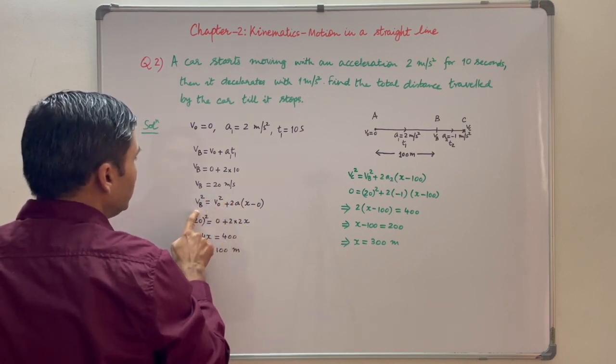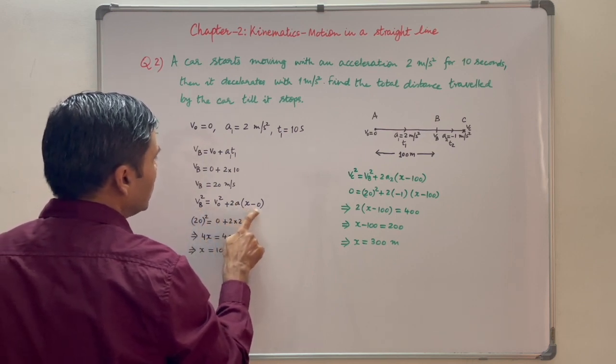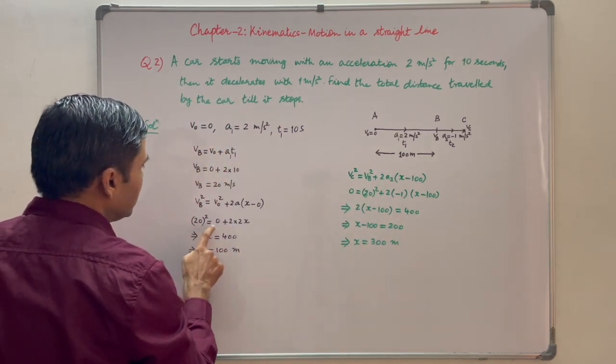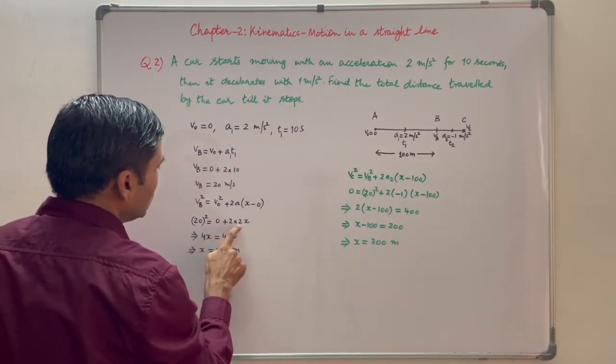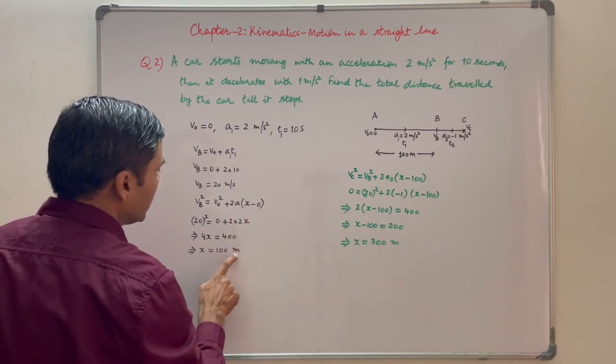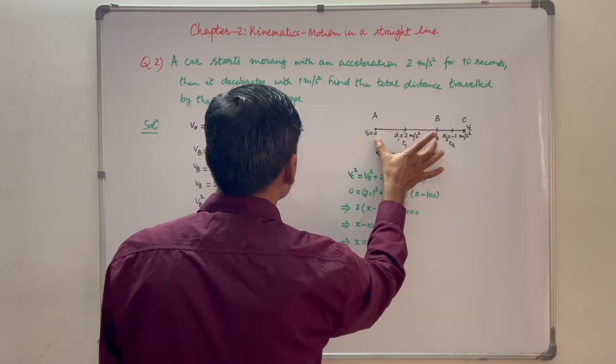Another formula, vb² = v0² + 2a(x − x0), and x0 is equal to 0. So 20² = 0 + 2 into a, a is 2, into x. So x comes out to be 100 meter. Means distance between A to B is 100 meters.